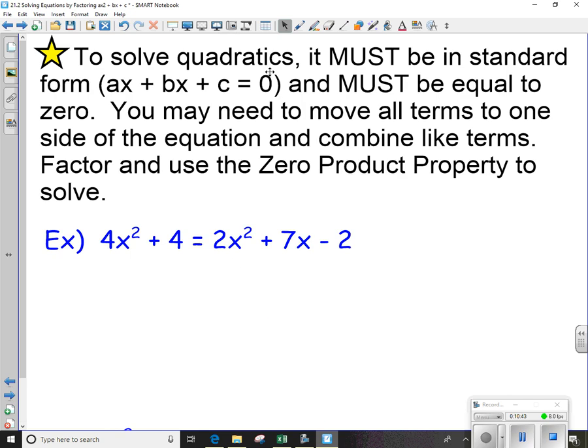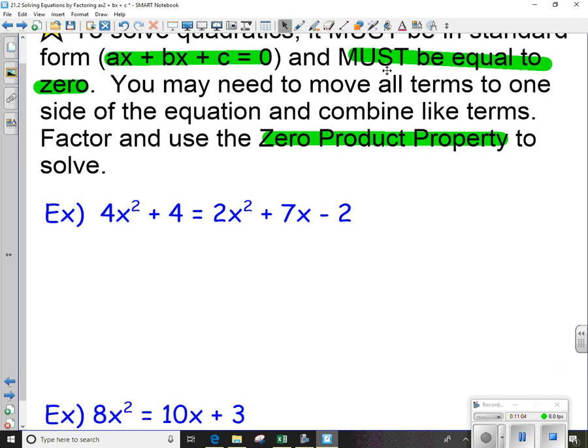And so last is just, again, the idea of solving these. And this is where, again, you are going to use that zero product property. There's a couple key points here: it has to be in this standard form, must be equal to 0. So I may need to move things to the other side, kind of like we did in the examples in the last section. And you might need to combine like terms.